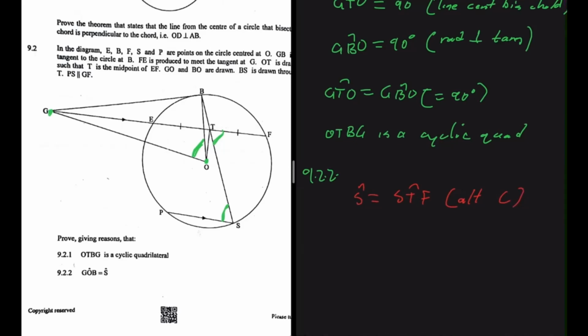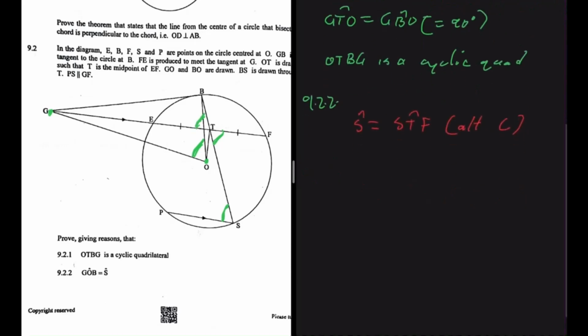But then if you look at STF, you will see that STF is equal to GTB, right? So angle STF is equal to GTB because those are vertically opposite angles, right? Whatever the reason is, we know that STF should be equal to GTB, right?